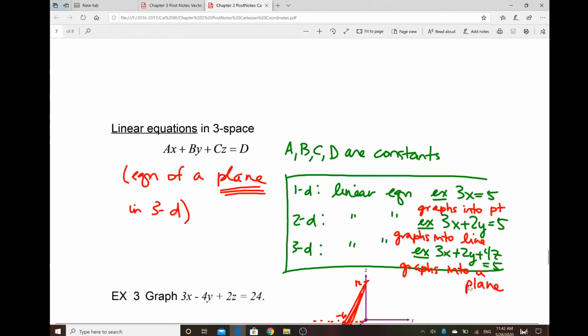Now, linear equation in 3D space. Here's the one: ax + by, which is pretty normal in two dimensions, but with the other component, z, so plus cz equals d. That is the equation of a plane in 3D space. In 1D, a linear equation, for example 3x = 5, is just a point. In a 2-dimensional plane, an example like 3x + 2y = 5 is just a line. And then in 3D, 3x + 2y + 4z = 5, and guess what that is? It's a plane in the 3D space.